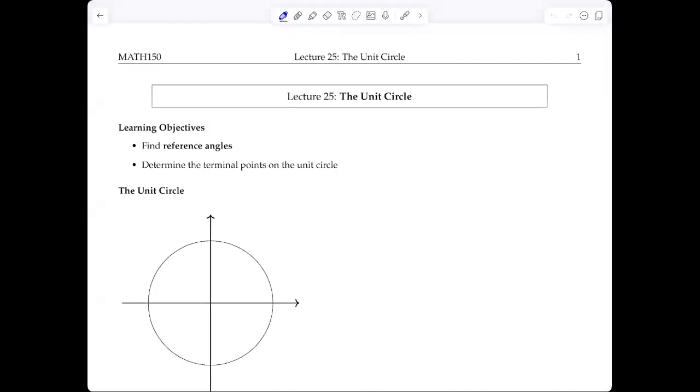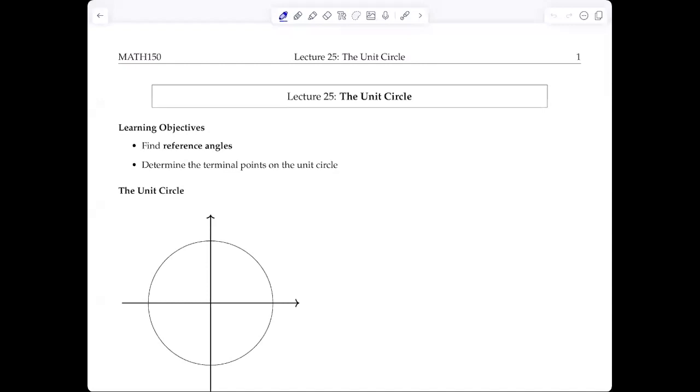Right, so lecture 25 about the unit circle. In this lecture, we're gonna learn two very big things about the unit circle. First, to identify the reference angles. I will show you what to do with that. And determine terminal points on the unit circle. I will tell you again, terminal points and how to find those on the unit circle.